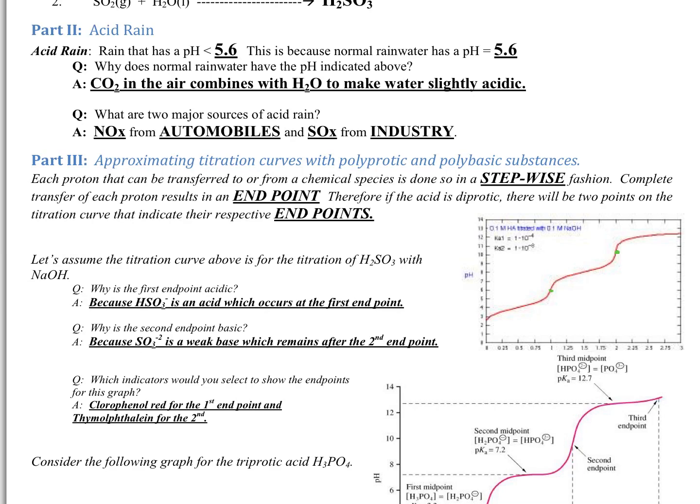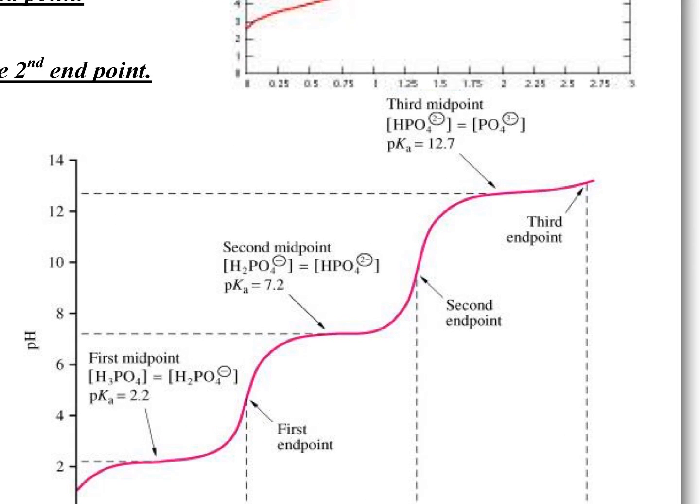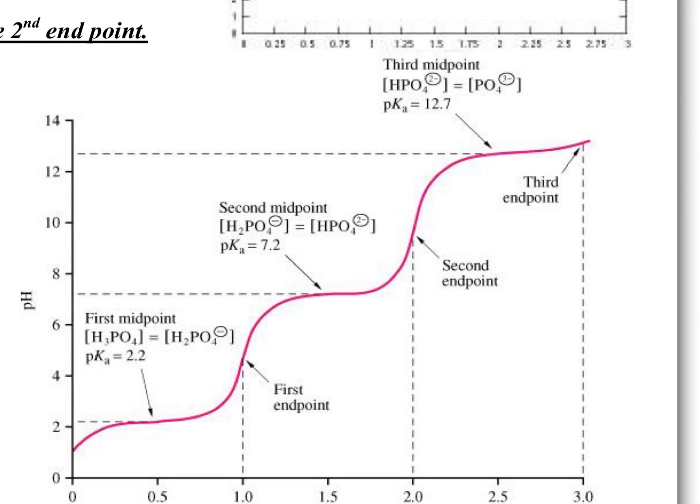Which indicators would you use? Well, we'd need two different indicators, two distinct indicators. So we could see a color change here, and then our second color change here. For polyprotic acids, you really only need to be able to read one to understand what it is that you're looking at. Here's an example for H3PO4. Read through this to double check that you really understand what's happening with these titration curves.